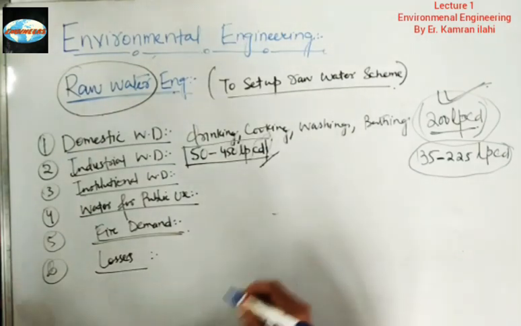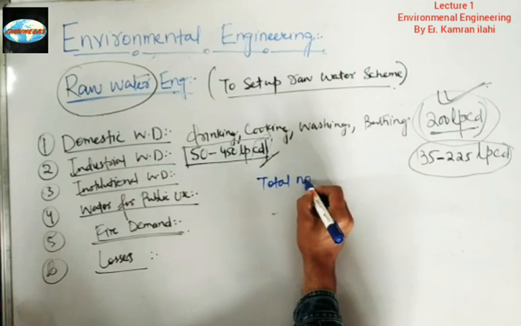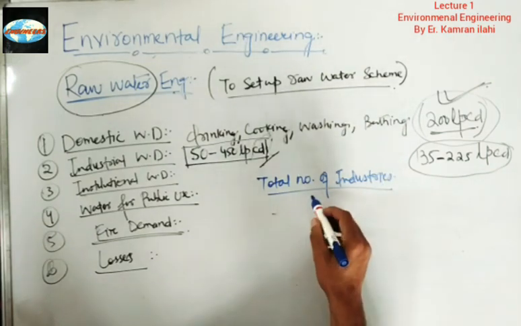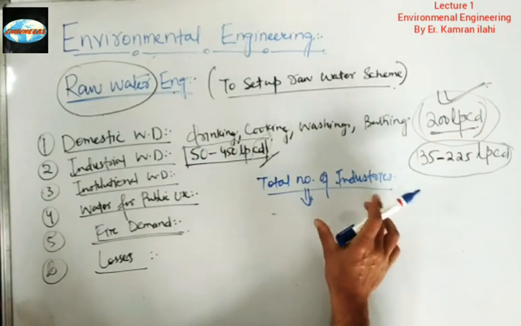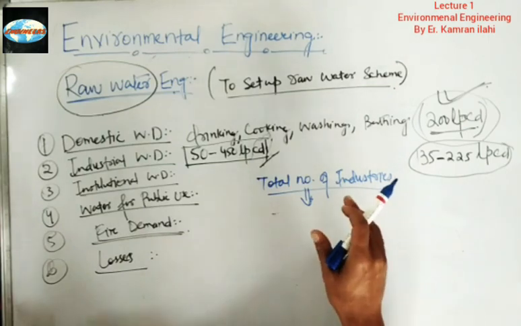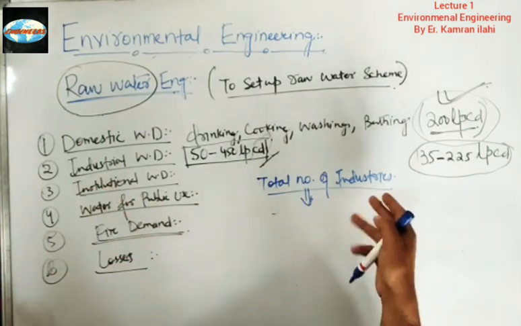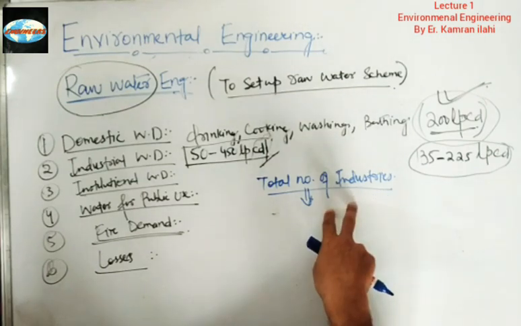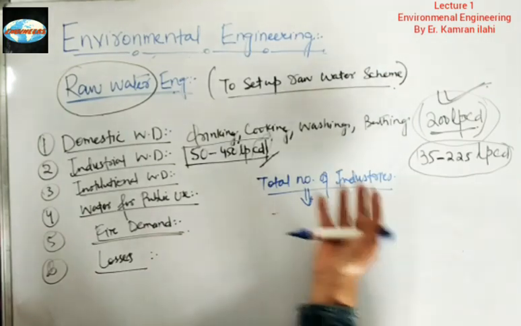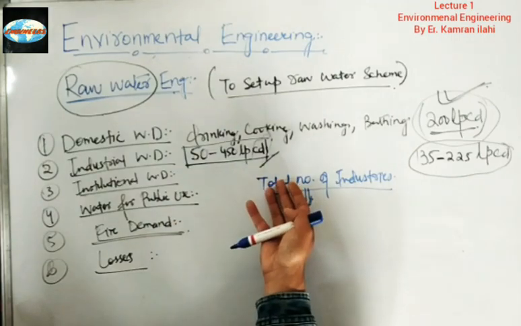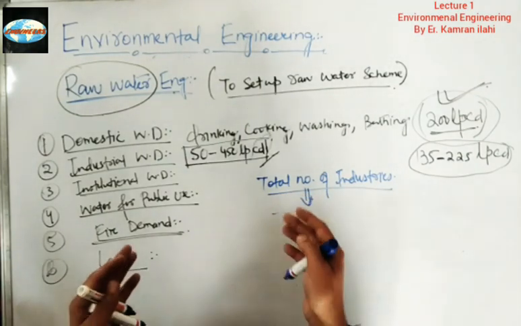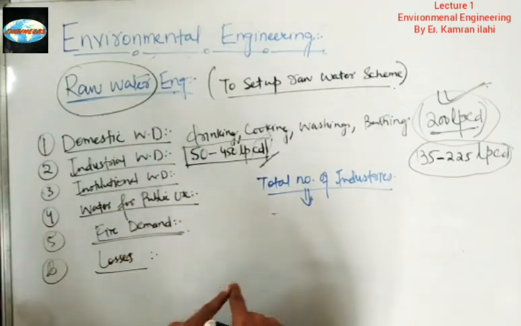We actually see the total number of industries in a city, then we calculate the amount of water required by those industries in one calendar year, the total amount of water consumed in the industrial process in one calendar year, and then we divide it by 365 and by the population, so we get the industrial water demand of that city. It's converted in terms of the population. It is not divided by the industries, it is divided by the population, so we get industrial water demand.